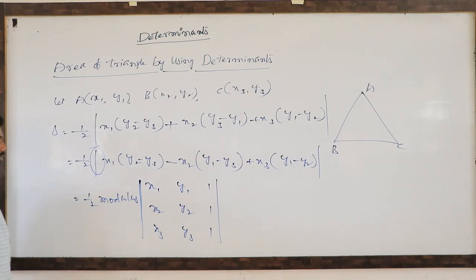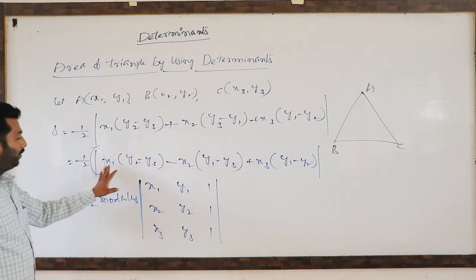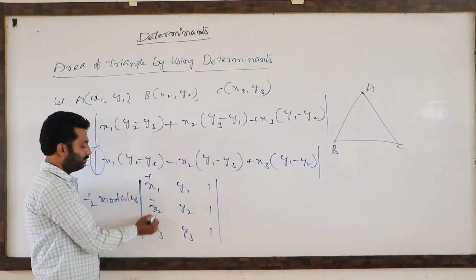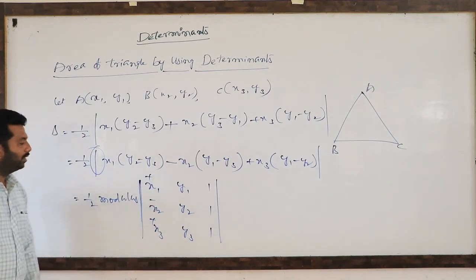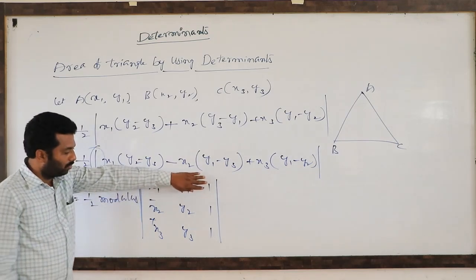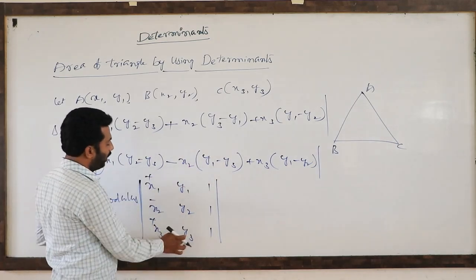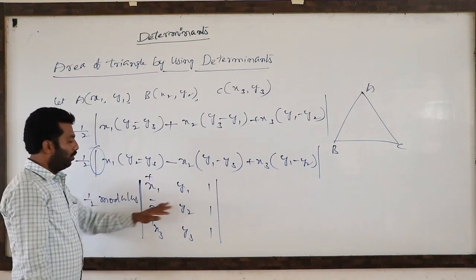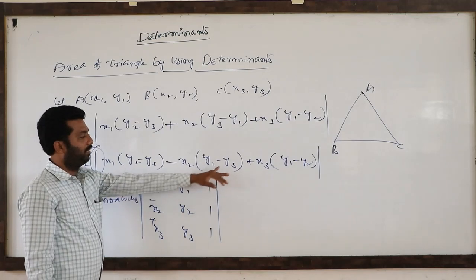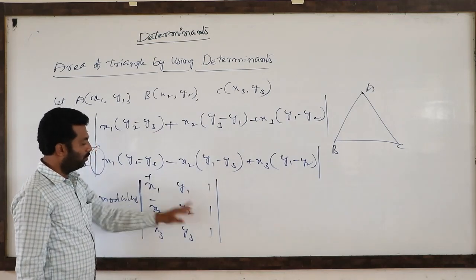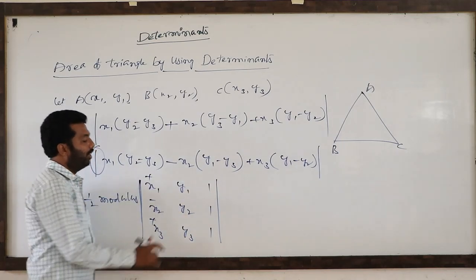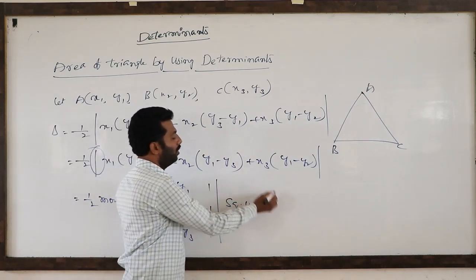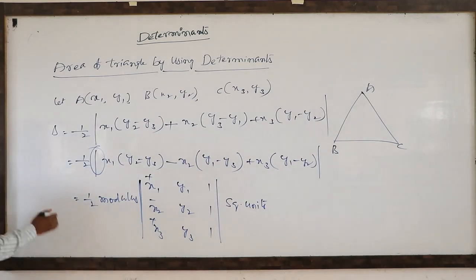Sir, why did you write it like this only? If you observe, if I expand this determinant along the first column, x1 into (y2 minus y3), minus x2 into (y1 minus y3), plus x3 into (y1 minus y2) square units. What is the area of the triangle?